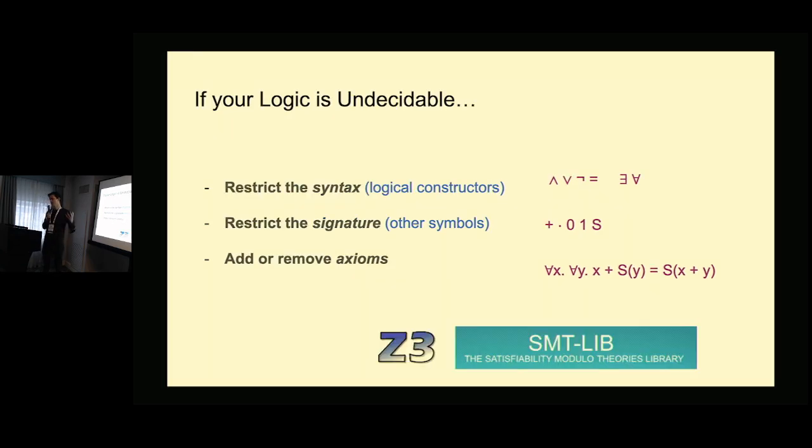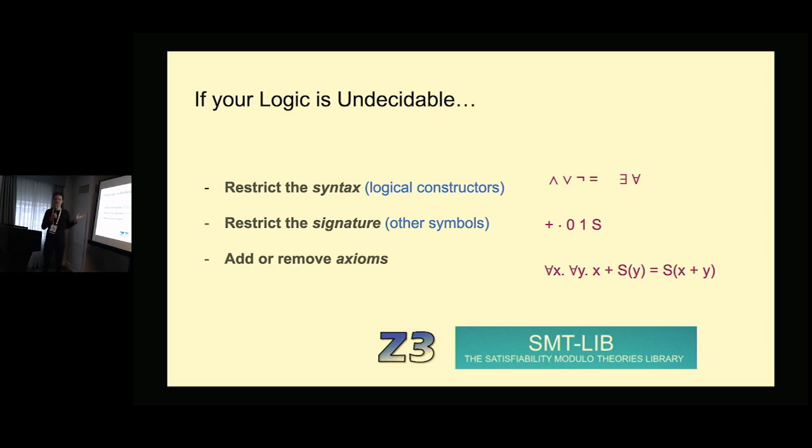If we care about decidability and we want to extend decidability results to more expressive logics, there are basically three things we can do. If we have an undecidable logic, we can restrict one of these three components. Either we restrict the syntax by limiting the types of logical operations that you can do, we restrict the signature by limiting what symbols are available, or we add or remove axioms. And that can also affect the decidability.